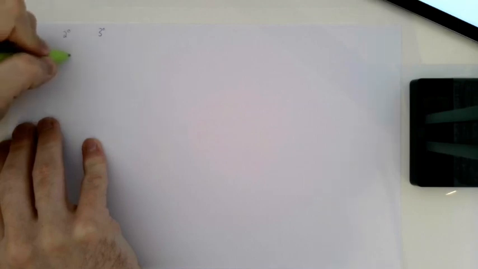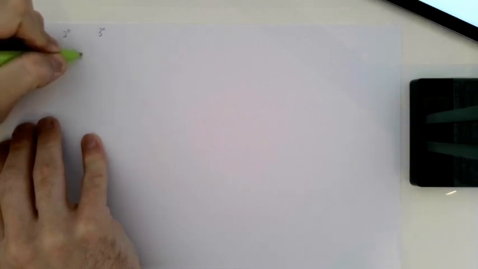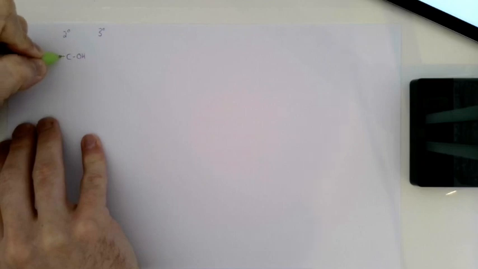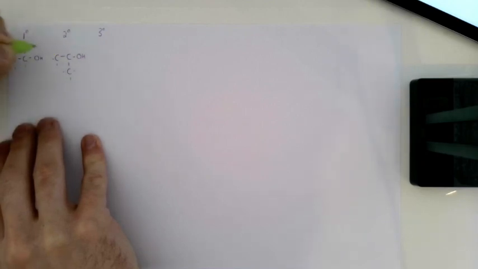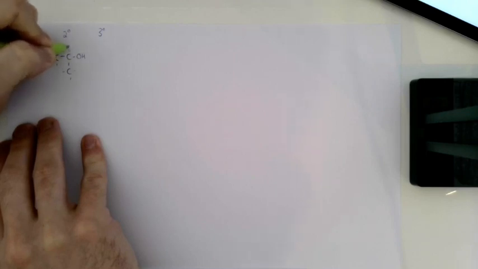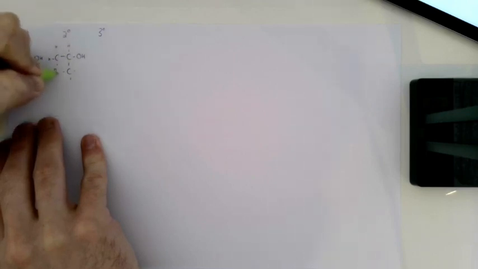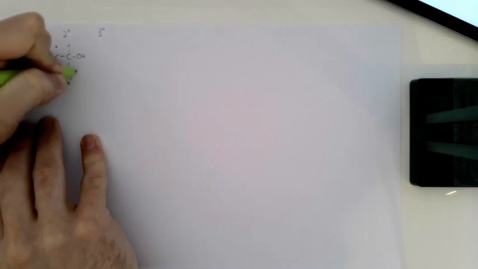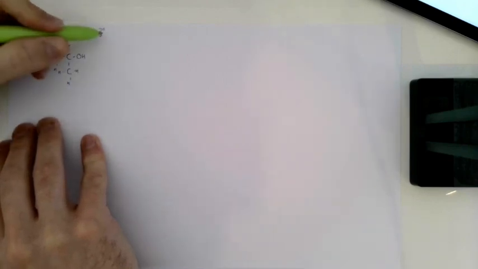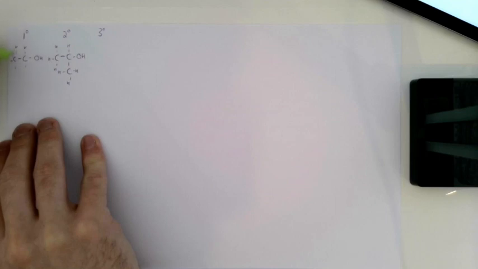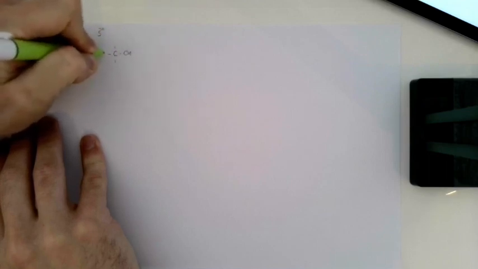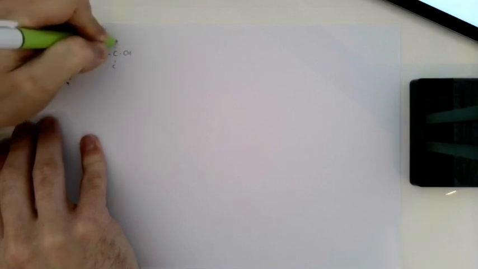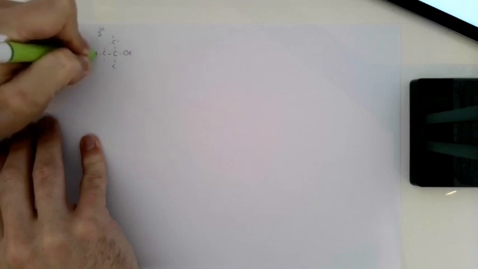Secondary alcohol, the carbon with OH is attached to 2 other carbons. So there's the most simple version of a secondary alcohol. Add the hydrogens in, and then a tertiary alcohol would have the carbon with the OH attached to 3 other carbons. So the carbon with the OH is attached to 1, 2, 3 other carbons. So there would be the simplest version.